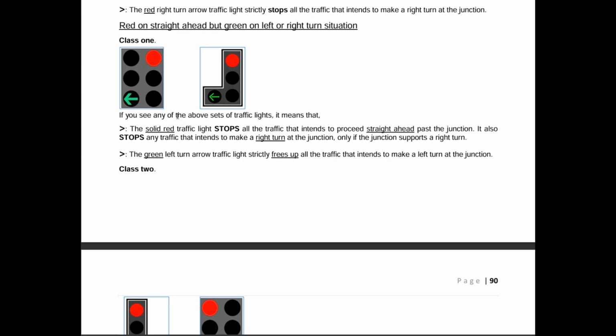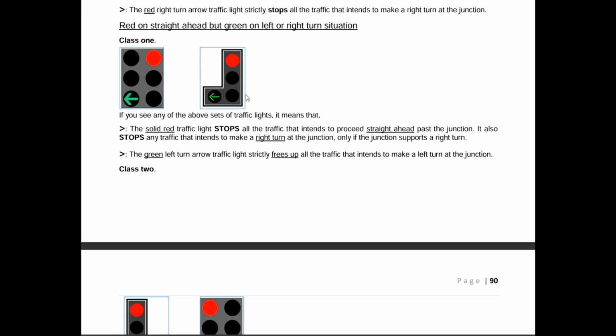However, if you intend to proceed straight ahead past the junction, you should not go. I repeat, if you are proceeding straight ahead past the junction, you should not go because your traffic light, in this case red, is blocking you from going. The same case applies for motorists that may find themselves on a junction that supports a right turn but does not have an independent right turn arrow traffic light.